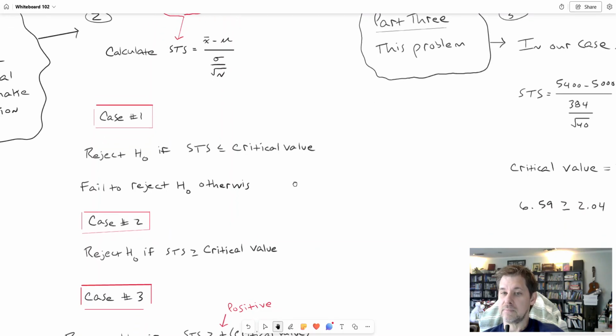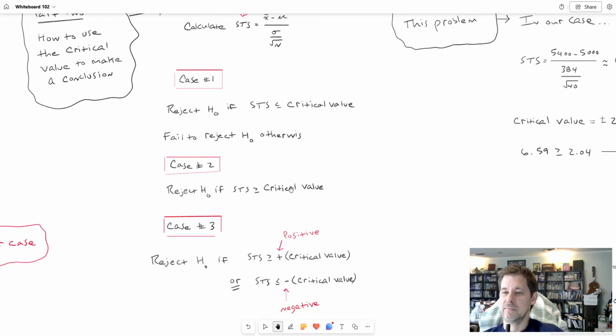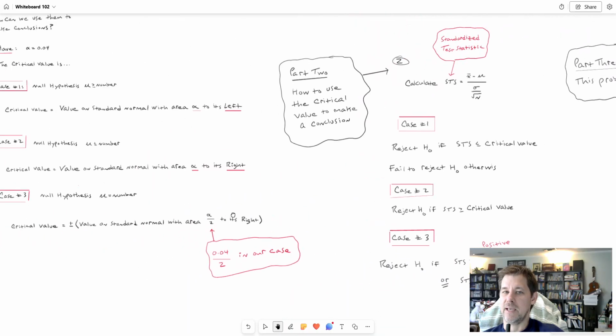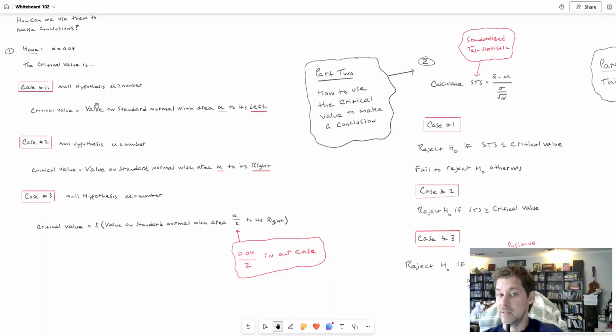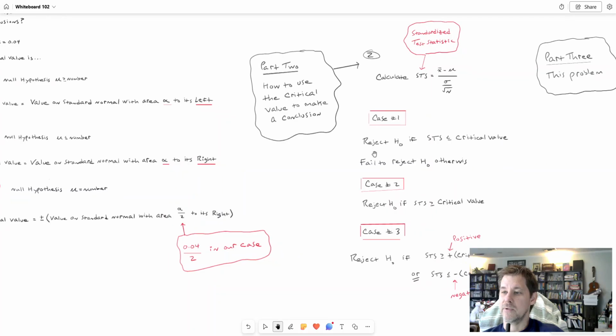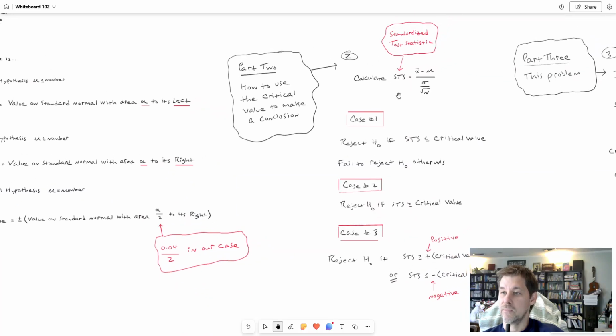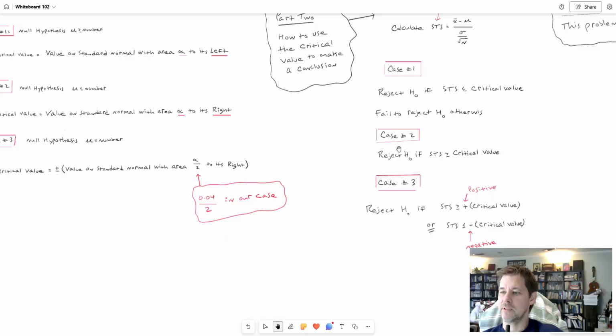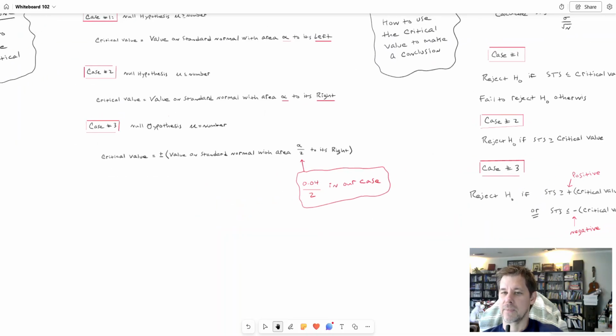So see, I have 3 cases once again. So these are the same 3 cases as over here. Case 1, null hypothesis reads population mean greater than or equal to a number. Case 2, population mean less than or equal to a number. So these 3 cases are about what you do with the standardized test statistic, STS, in order to reject or fail to reject the null hypothesis. Okay, it maps up with this. So which case are we in? Were we in case 1, 2, or 3? Well, we were in case 3, okay, because our null hypothesis reads population mean equal to a number.